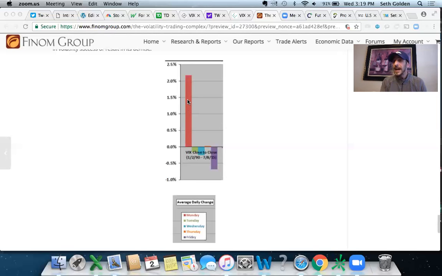And these weekly hedges, when do they roll off? On Friday, which is why you typically see a bigger drawdown on the VIX on Fridays as these hedges roll off.